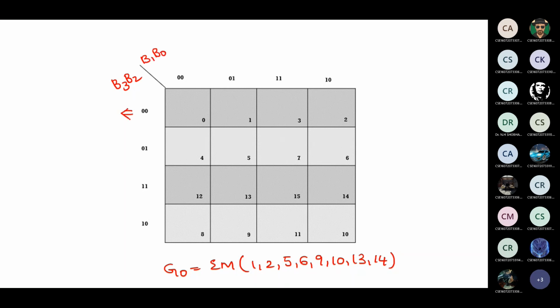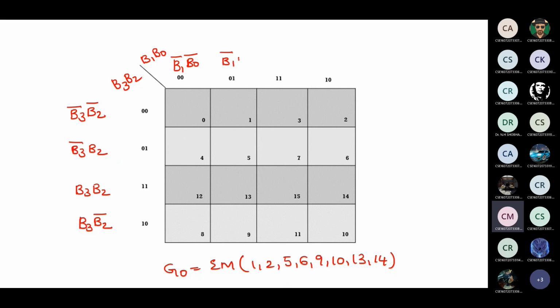Now, what is the equivalent for 0 0 in terms of variables? B1 bar, B0 bar. Next, B1 bar, B0. Next, B1, B0. Next, B1, B0 bar. Done. B3 bar, B2 bar; B3 bar, B2; B3, B2; B3, B2 bar.